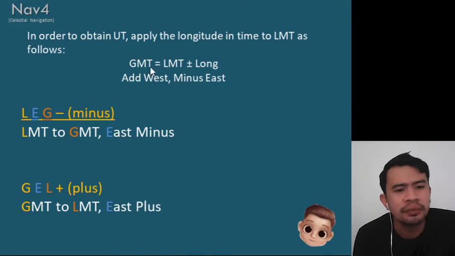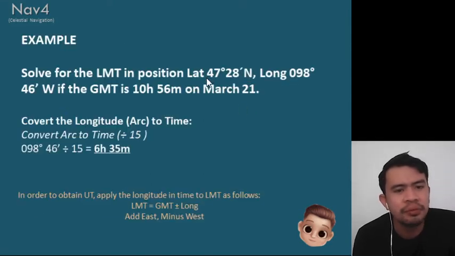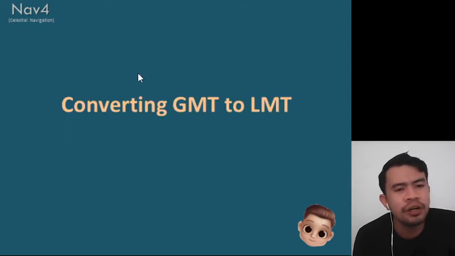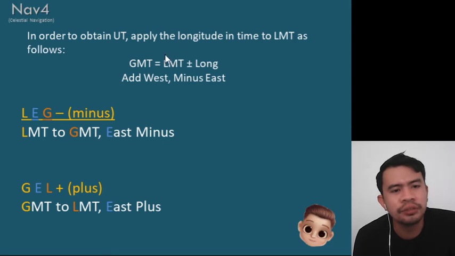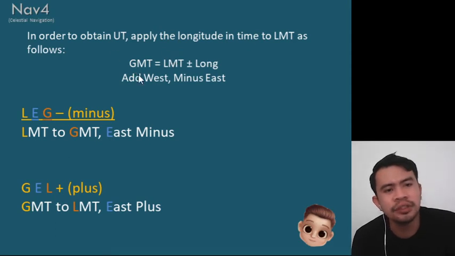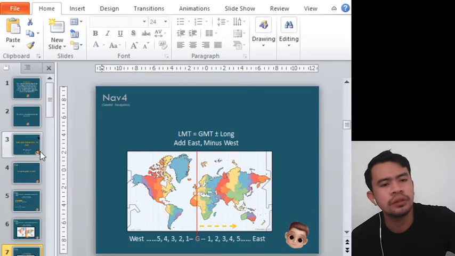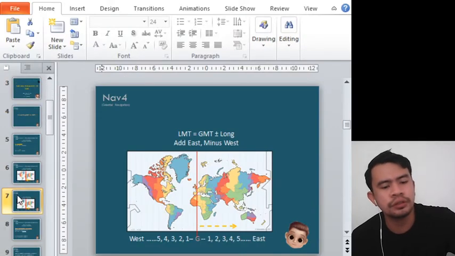Diba, ito add kapag west, then minus kapag east. But in this case, we'll be using the opposite one because we'll be looking for the LMT natin. So we will be converting this GMT to LMT. So ito GMT ito, lalagay natin siyang LMT. So it should be what is shown here.